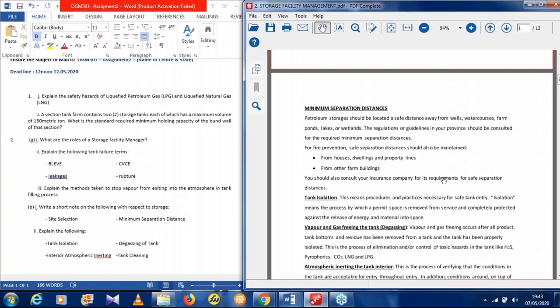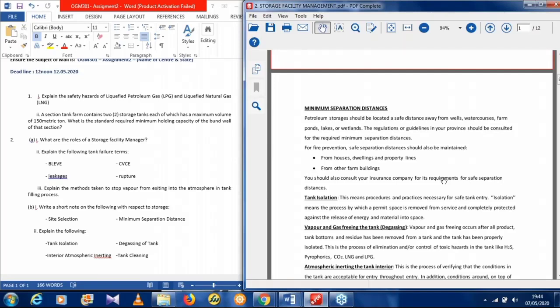If it's leakage, we consider it a leakage based on the orifice. You might not see that in your material, it comes from practical experience. The orifice is the space through which the content, which is hydrocarbon in this case, is coming out. When it is within 5 to 10 millimeters of diameter in the orifice, then such is considered a leakage.